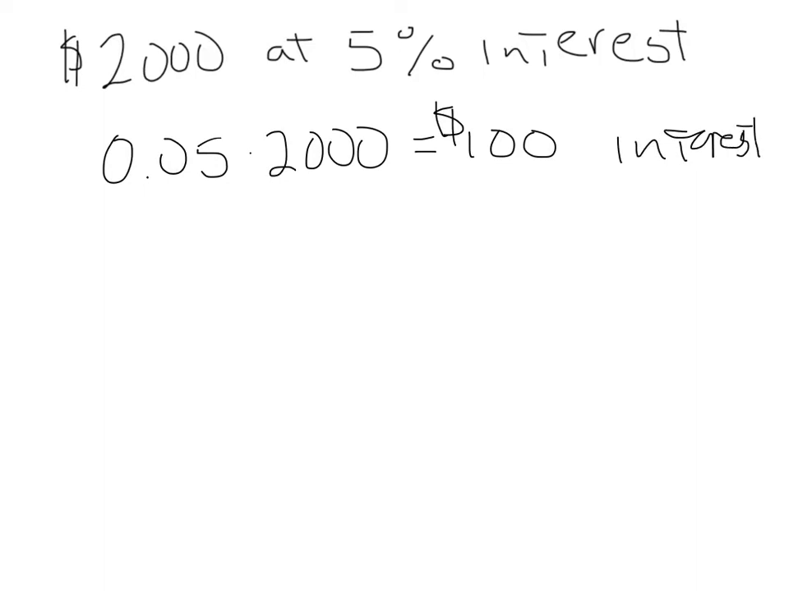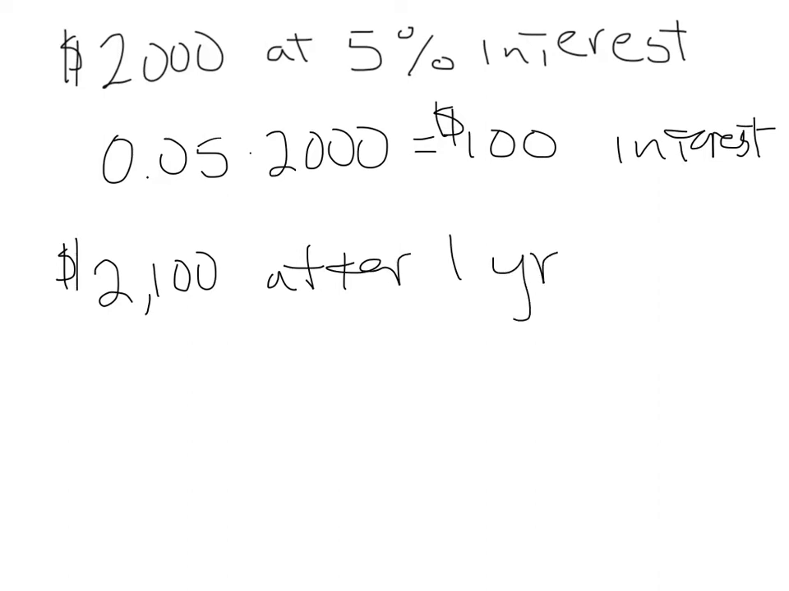So if you put $2,000 into an account and received $100 of interest, you would then have $2,100 after 1 year if the interest was due to be paid at the end of a year. So various ways of looking at this. Something called simple interest would say, oh, every year we're going to get another $100 because that's 5% of $2,000.